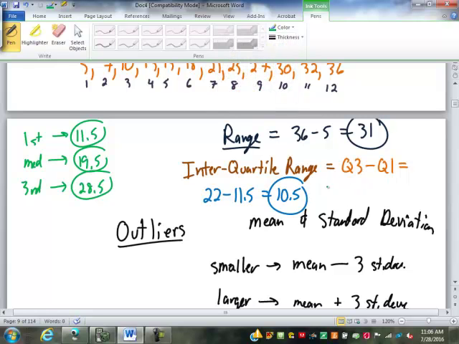In green, that'd be 28.5 minus 11.5, or 17 is our interquartile range.